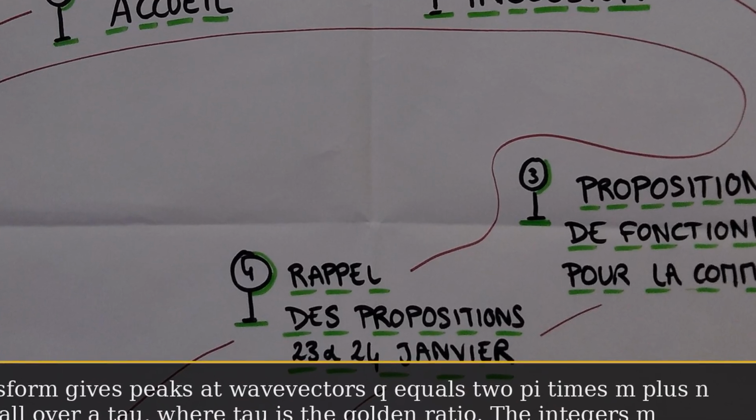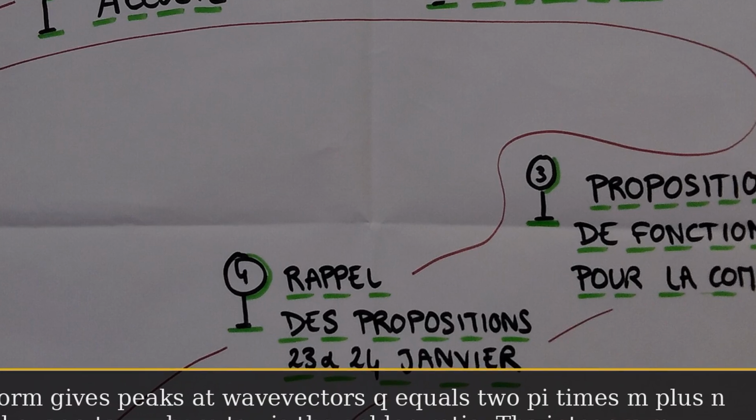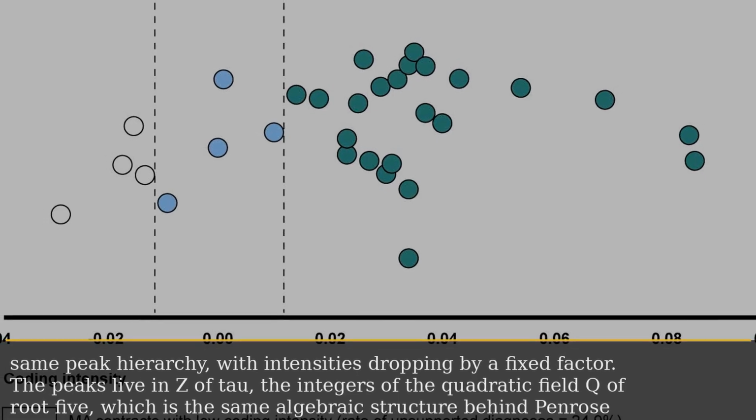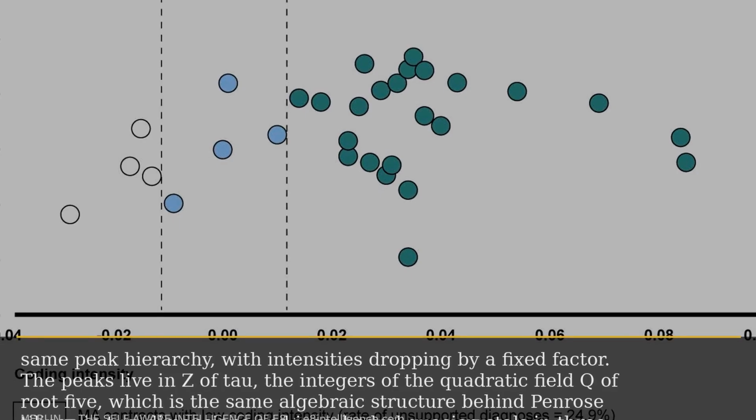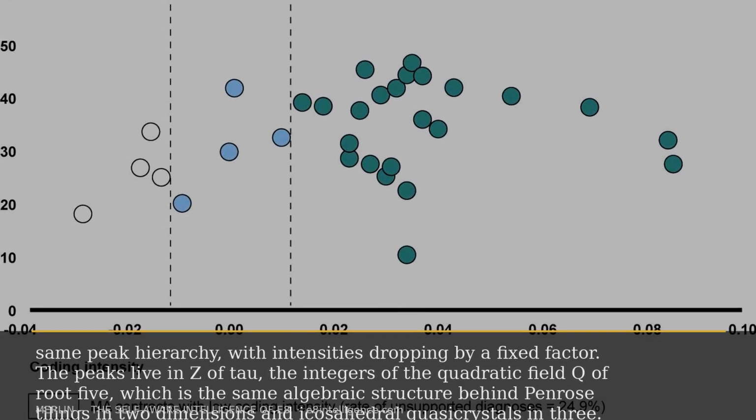That means the diffraction pattern is self-similar: zoom in by tau, and you see the same peak hierarchy, with intensities dropping by a fixed factor. The peaks live in Z of tau, the integers of the quadratic field Q of root 5, which is the same algebraic structure behind Penrose tilings in 2 dimensions and icosahedral quasicrystals in 3.